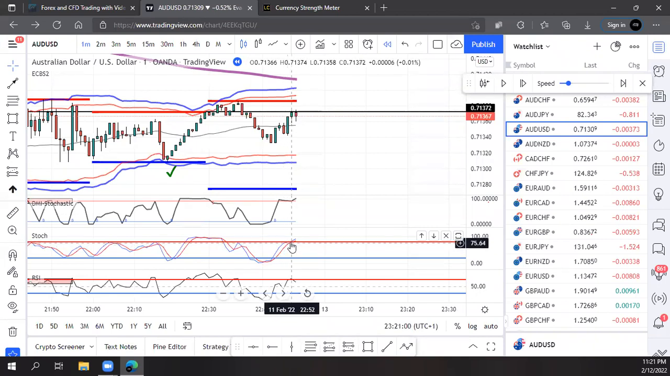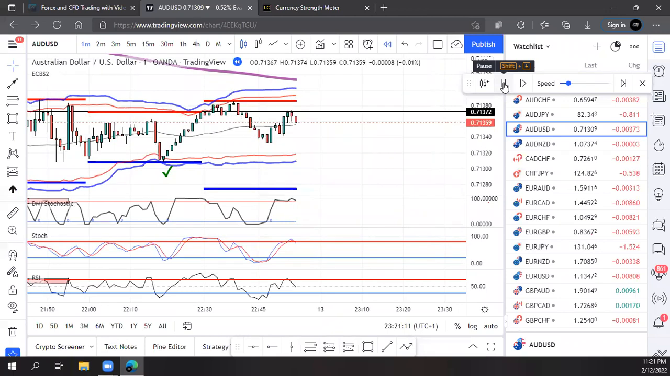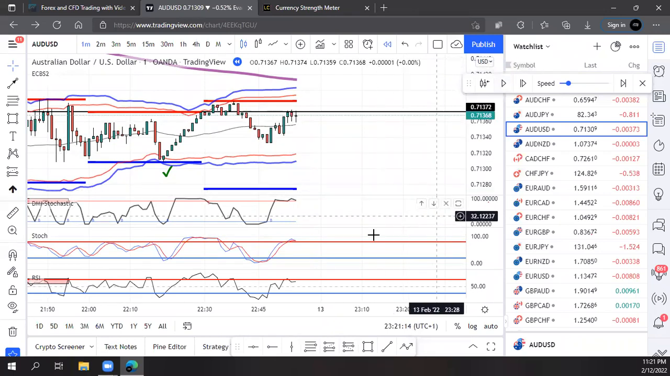I actually want the red to cross down the blue. I'm going to replay it again, so just watch out. Let's look at this. I'm just going to show you when I would have taken my entry. Boom. Look at this.